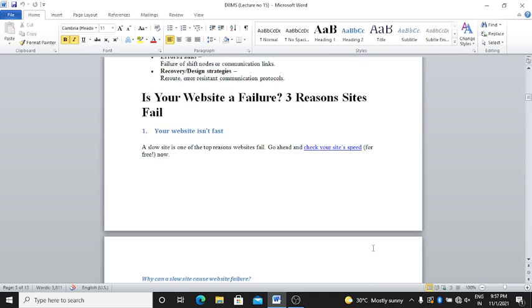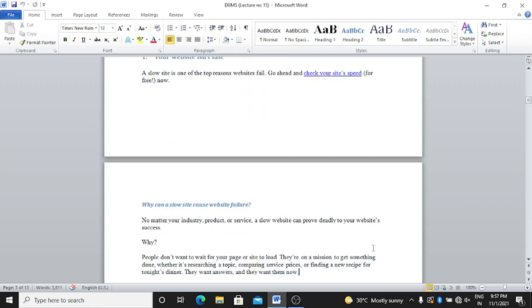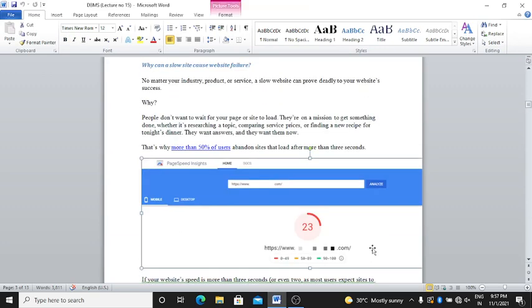Is your website a failure? Three reasons sites fail. First one is your website is not fast. A slow site is one of the top reasons websites fail. Why can a slow site cause website failure? No matter your industry, product or service, a slow website can prove deadly to your website's success.